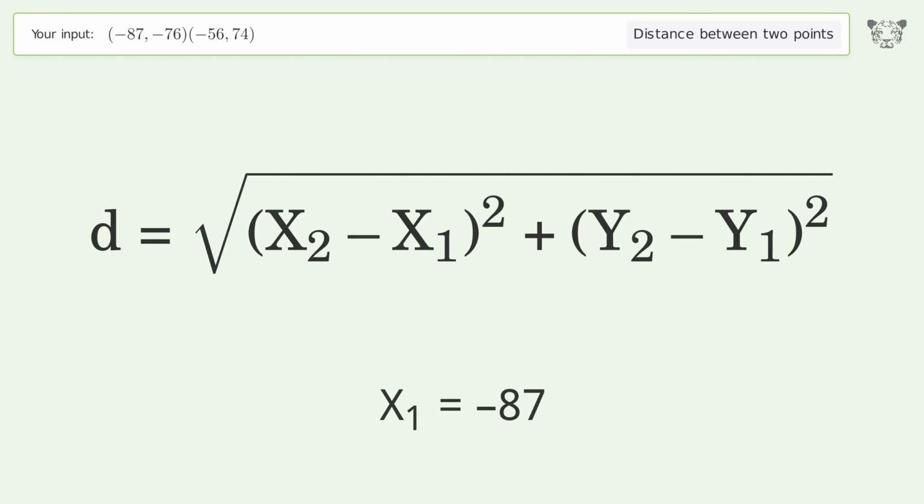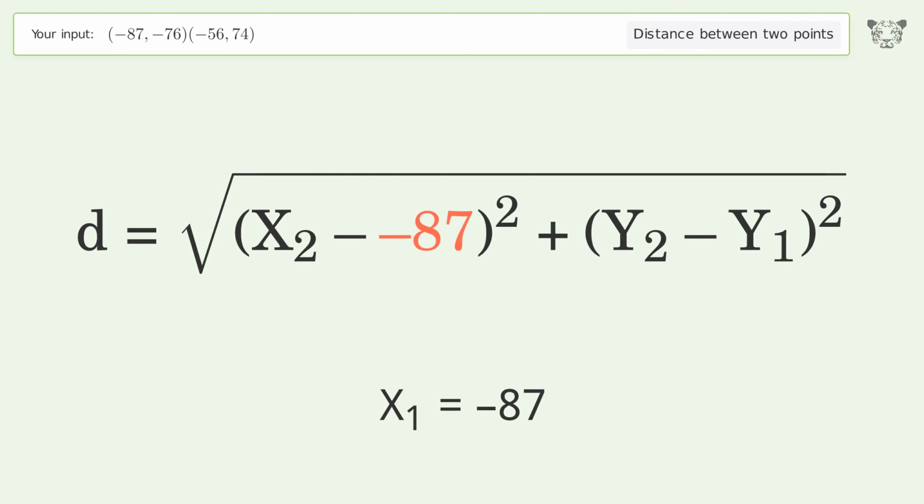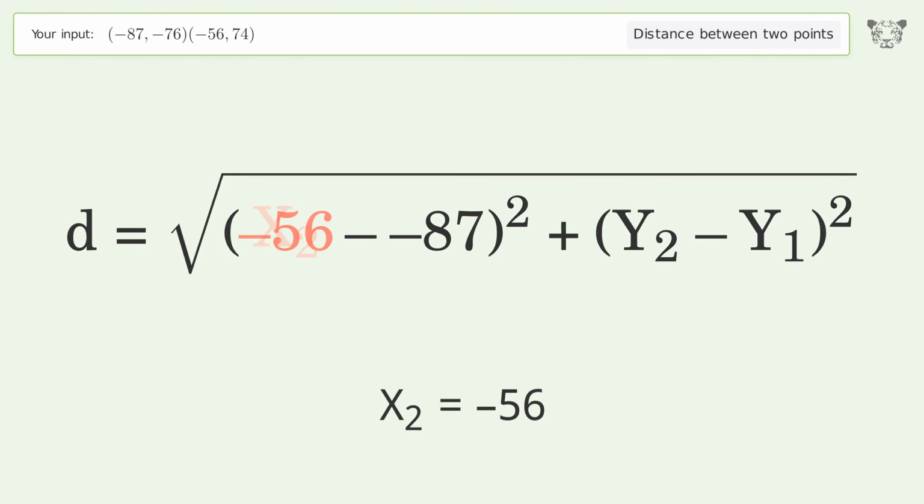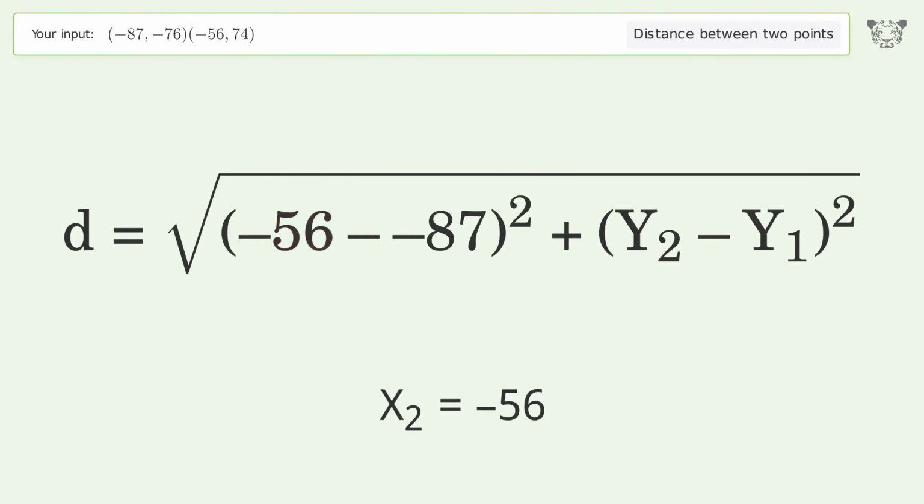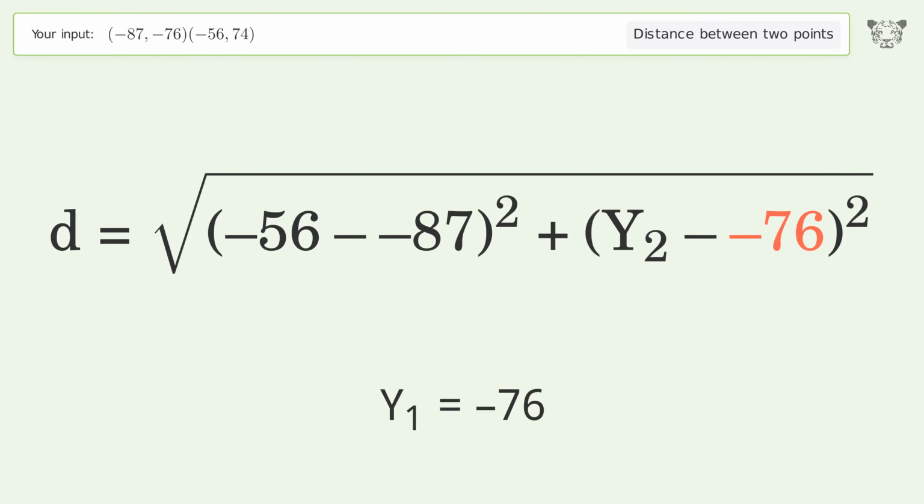x1 equals -87. x2 equals -56. y1 equals -76. y2 equals 74.